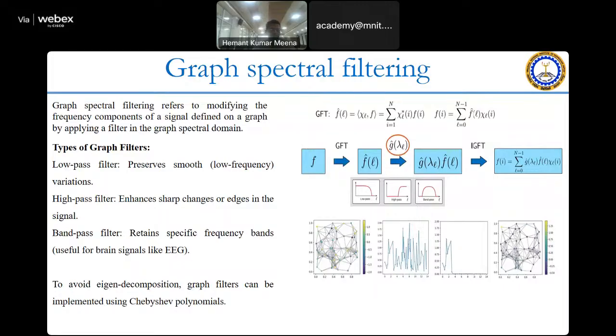How do you apply the filter? By multiplying that filter with the frequency domain representation of that signal. Then you do the IGFT, basically you want to recover the actual signal. So that we have done. What types of graph filters are there? Low pass filter preserves the smooth, low frequency; high pass filter preserves sharp edges; and band pass filter retains specific frequency bands.